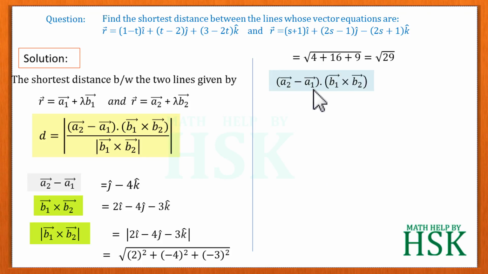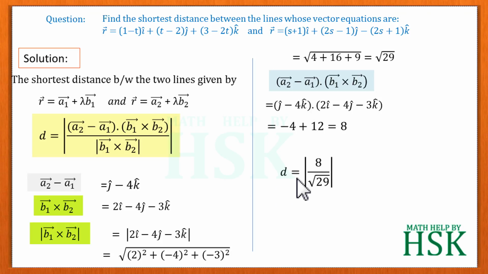Now (a2 minus a1) dot (b1 cross b2) will be the dot product of j minus 4k and this vector. So we multiply the coefficient of j with the coefficient of j and the coefficient of k with the coefficient of k. The coefficient of i is not in the first bracket, so we take it as 0, and 0 into 2 is 0. So it will be equal to minus 4 plus 12, which is 8.